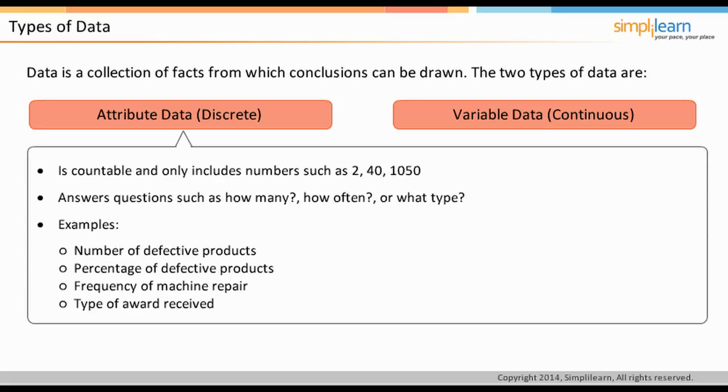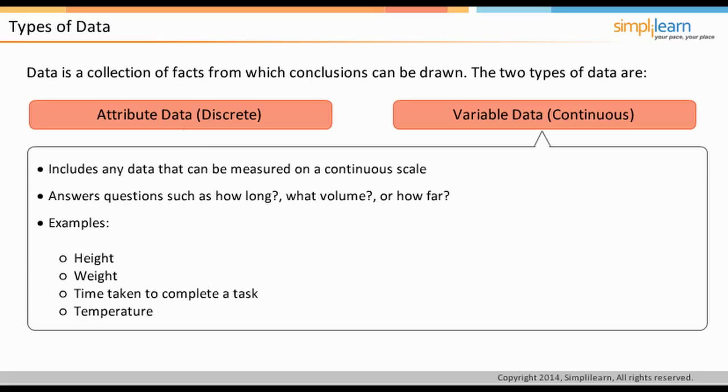Discrete data is data that can be counted and only includes numbers such as 2, 40, or 1050. Attribute data is commonly called pass, fail, or good-bad data. Attribute or discrete data cannot be broken down into a smaller unit meaningfully. It answers questions such as how many, how often, or what type. Some examples of attribute data are number of defective products, percentage of defective products, frequency at which a machine is repaired, or the type of award received.